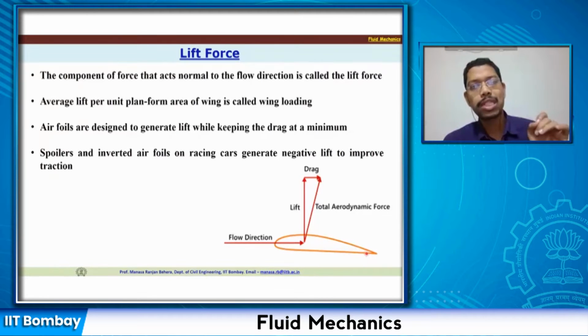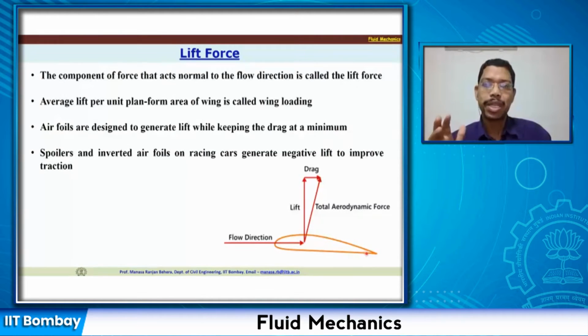So these spoilers and inverted airfoils on racing cars generate negative lift to improve traction. Sometimes when the aircraft has to come and stop, there is no brake system in that. Rather, there will be some spoilers attached, and these spoilers are going to increase the drag, and that will increase the resistance. So spoilers and inverted airfoils on racing cars generate negative lift.